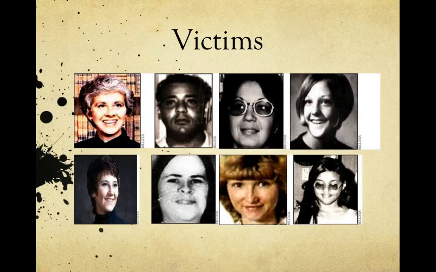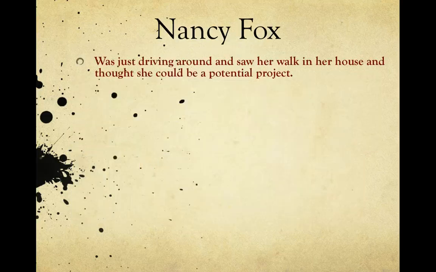Over the span of 31 years, he killed 10 people and managed to keep the police off his trail. He bound, tortured, and killed his victims, hence the alias BTK. All of the murders took place in the 70s except for one that was in 1986. In an interview, he described the process he went through when deciding to kill Nancy Fox.